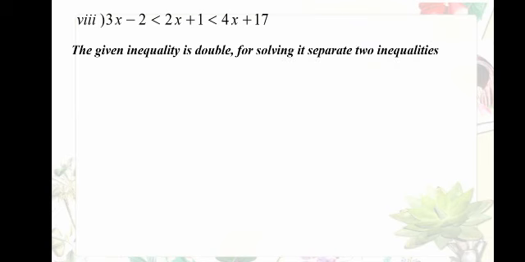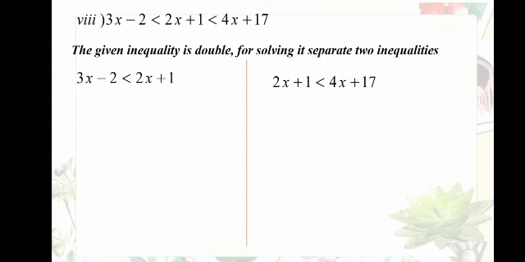Coming towards the last question, that is the 8th question, 3x minus 2 less than 2x plus 1 less than 4x plus 17. Now split the pairs. The first pair will be 3x minus 2 less than 2x plus 1. The second pair will be 2x plus 1 less than 4x plus 17.